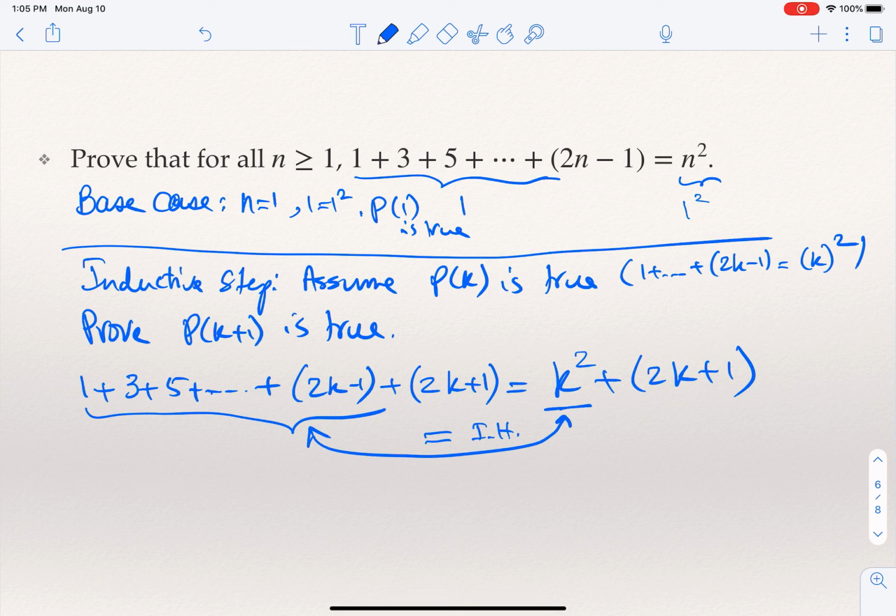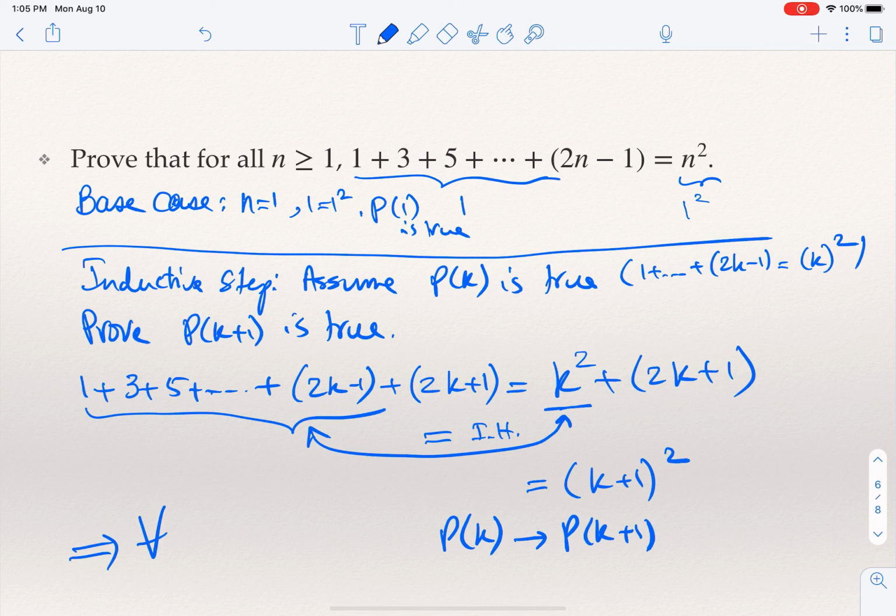Okay? So we have k squared plus 2k plus 1. But k squared plus 2k plus 1 is k plus 1 squared. So now we showed that P of k implies P of k plus 1, because that's what we wanted to show. Therefore, for every n greater than or equal to 1, P of n is true, again by the principle of mathematical induction.